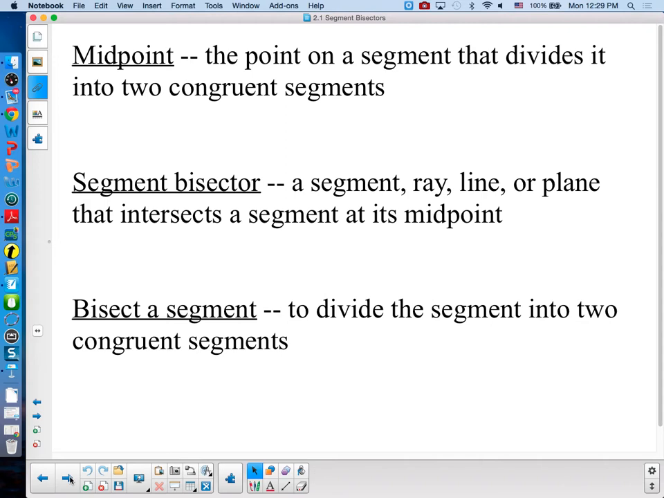So adding a picture to go with midpoint. Here's a segment. Here's a point. If I put tick marks on each half to show that I want those both to be the same, that indicates that it's a midpoint. So we'll call this A, this B, and we'll put M at the midpoint.